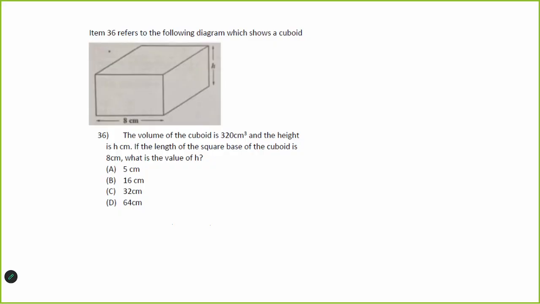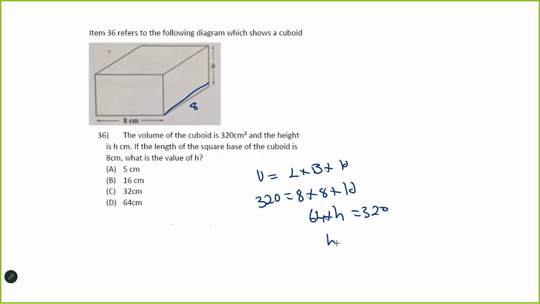The volume of a cuboid is 320. The height is 8 and it has a square base. So that means this as well is 8, right? So the volume is length times breadth times height, which is 320 equals 8 times 8 times height. That's 64 times your height is 320. So your height is 320 divided by 64. You divide this by 8, divide this by 8, you're going to get 40 over 8. 8 could go into 40, 5 times. So the answer here is 5.